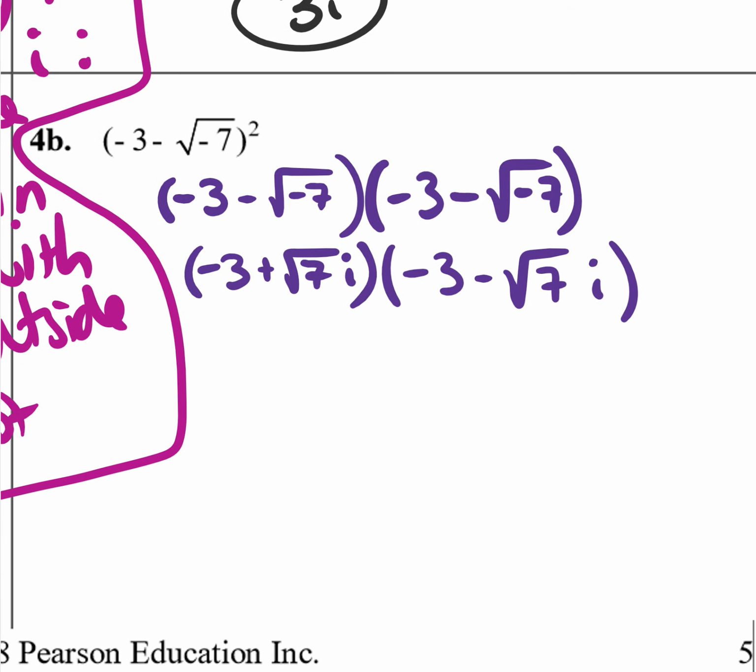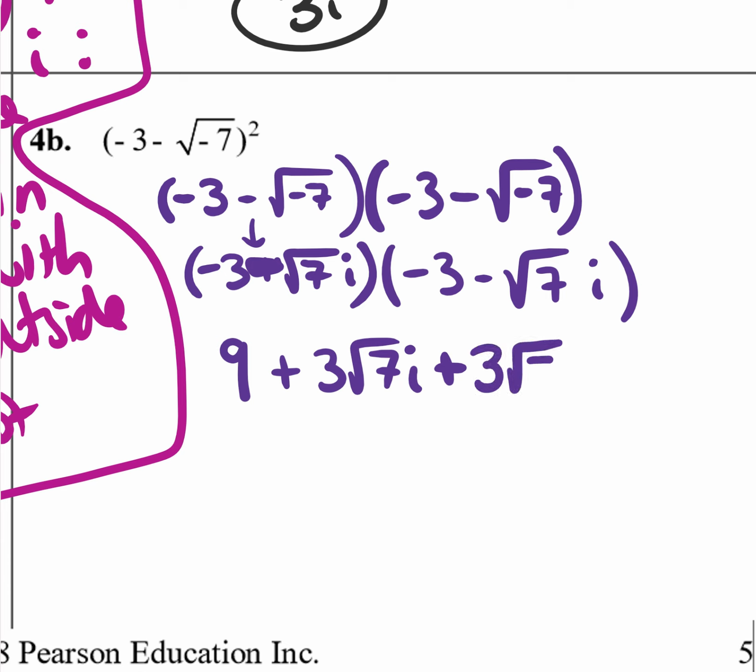Okay, now we're going to FOIL. So I have first times first, -3 times -3 is 9. Outer times outer, negative times a negative is a positive, 3 root 7i. Same with the inner. Oh wait, why'd I put a plus there? That's a minus. Hello. Silly. Negative times a negative is a positive. And then you could write root 7 and then 3, but usually you write the real part in the front and then the root part. 3 root 7i.